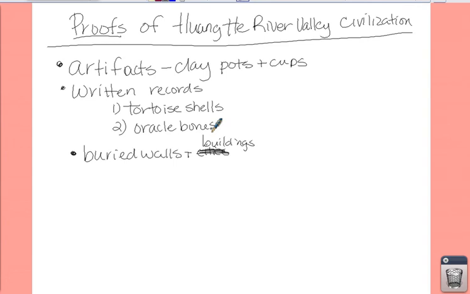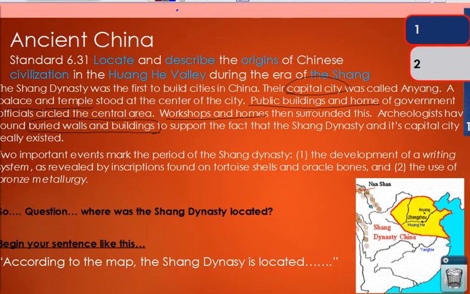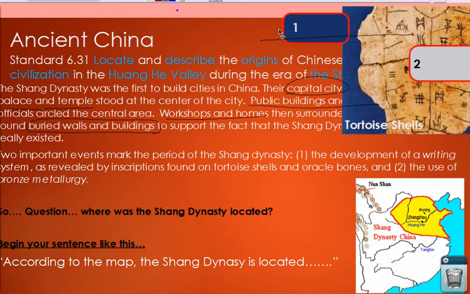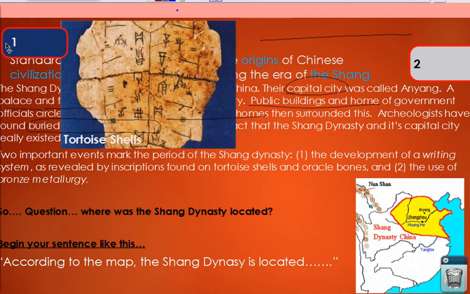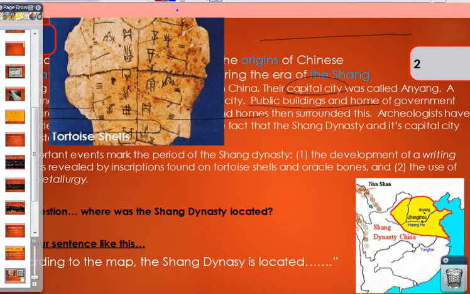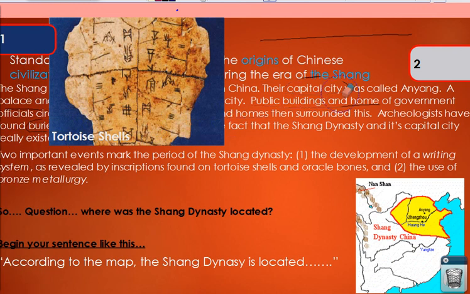So they read the cracks in the bone to tell you your fortune or your future. Okay, so that's an oracle bone. Now let me show you what they look like. Okay, this is the tortoise shell writing. Okay, and I'll erase these lines so you can see it better. That's what the written records they found on tortoise shells looked like.